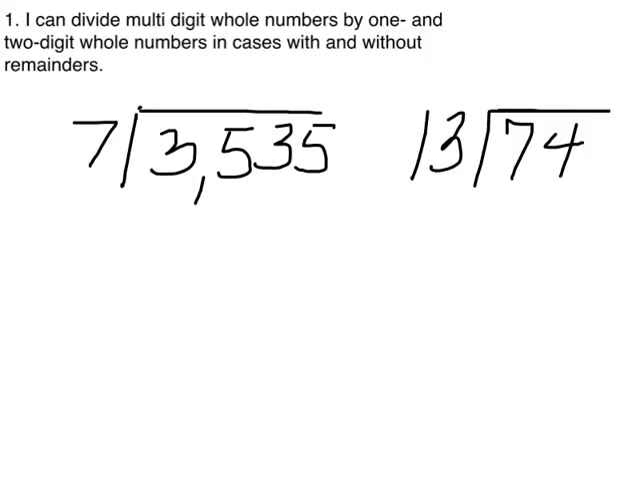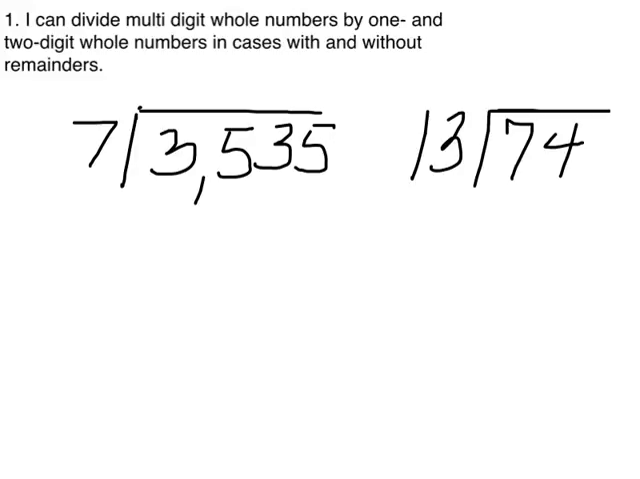Our first learning target: I can divide multi-digit whole numbers by 1-digit and 2-digit whole numbers, in cases with and without remainders. So here we have a 1-digit divisor and a 4-digit dividend, so this is 3,535 divided by 7. And here we have a 2-digit dividend and a 2-digit divisor, so 74 divided by 13. Let's start with our 1-digit divisor.